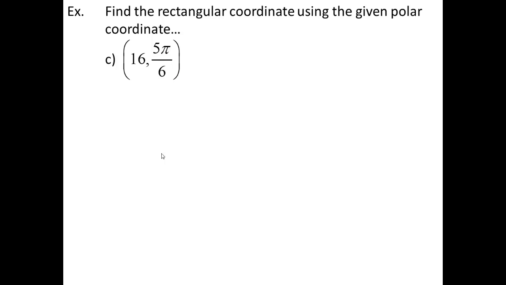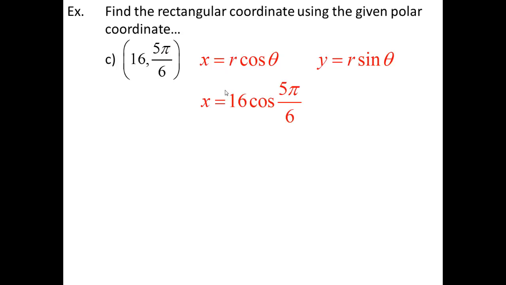16, 5 pi over 6. Now 5 pi over 6 is not one of the quadrantals, so I do not suggest trying to count this one out. Let's just use the formulas. So 16 cosine of 5 pi over 6, it is a pi over 6 angle. Since it's cosine at pi over 6, it's going to be √3 over 2. 5 tells me I'm in the second quadrant, so it's going to be -√3 over 2. Multiply that times 16, and I would get -8√3 for my x value.